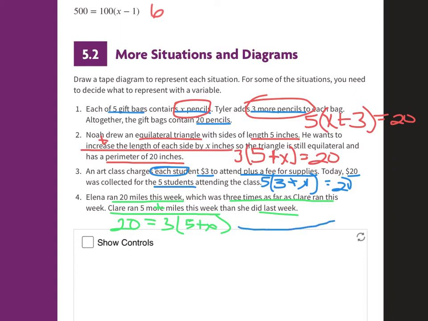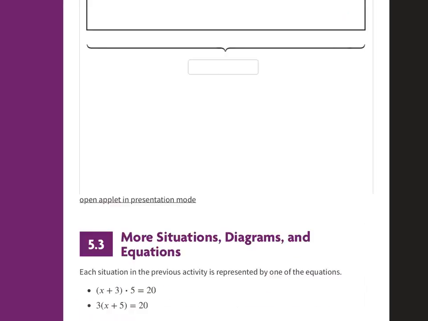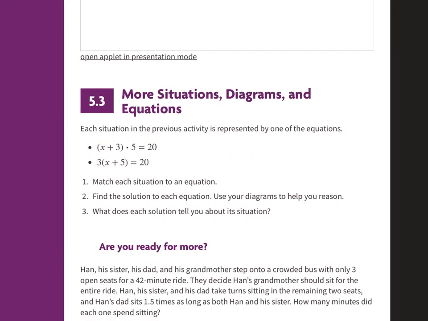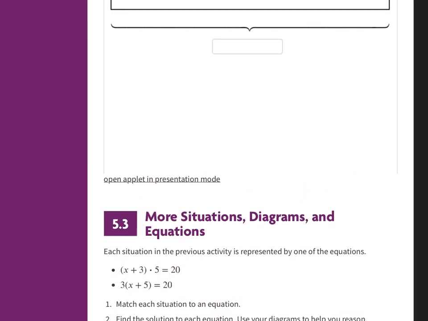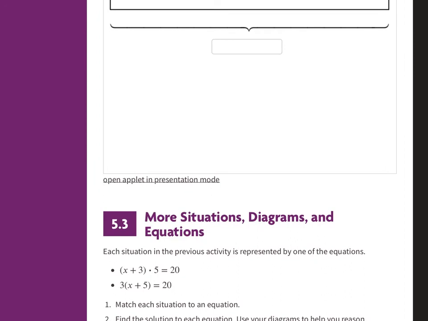The second one and the fourth one match up, and then the first one and the third one match up. So on the next one, 5.3, they just want us to solve it. Okay, so there are parentheses. I'm going to come up here so there's some blank space. So the first one, we can go 5(x + 3) = 20.